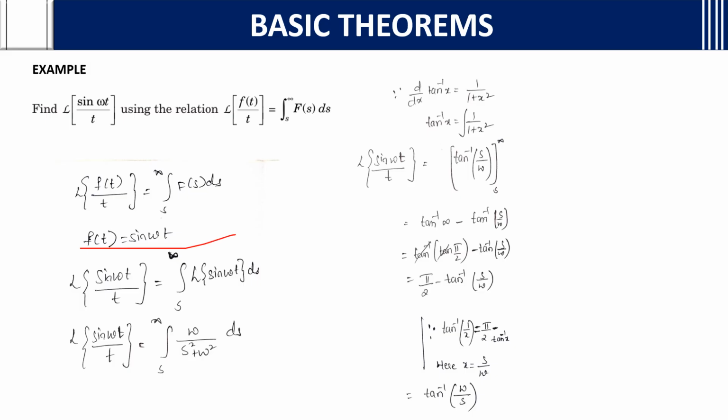Laplace transform of sin omega t by t is equal to integral s to infinity of Laplace transform of f of t ds. F of t is sin omega t. So Laplace transform of sin omega t by t is equal to integral s to infinity. You know the Laplace transform of sin omega t is omega by s square plus omega square, ds. Then if you see, d by dx of tan inverse x is 1 by 1 plus x square.